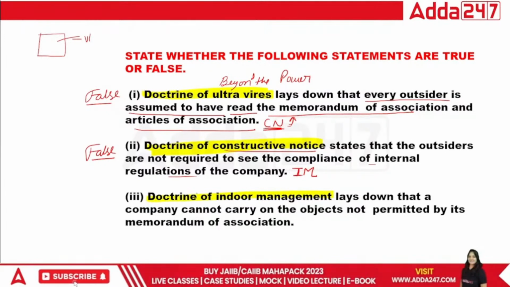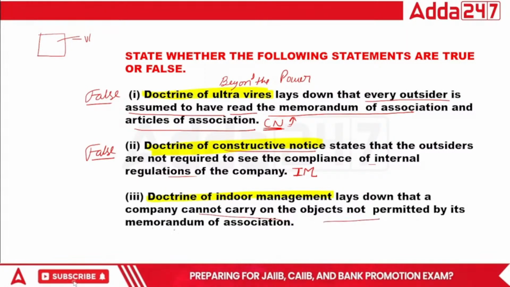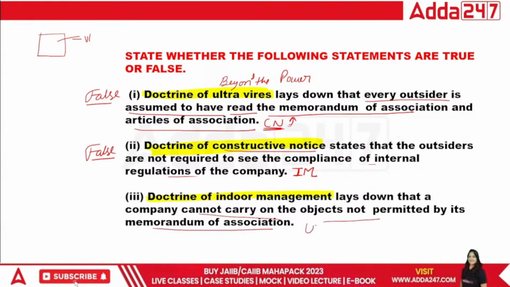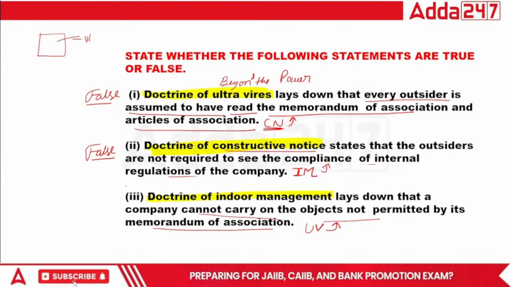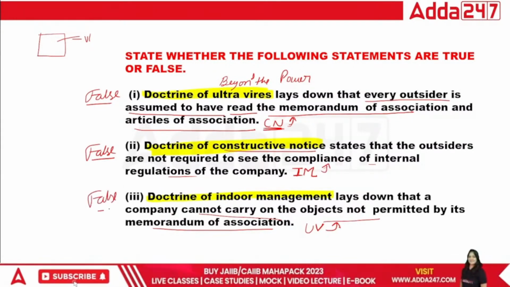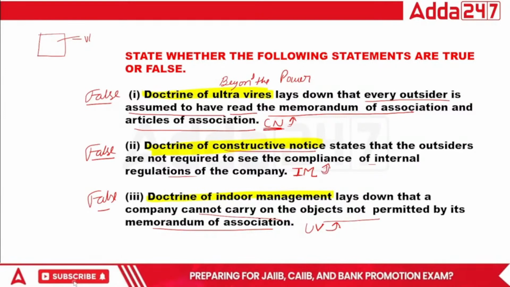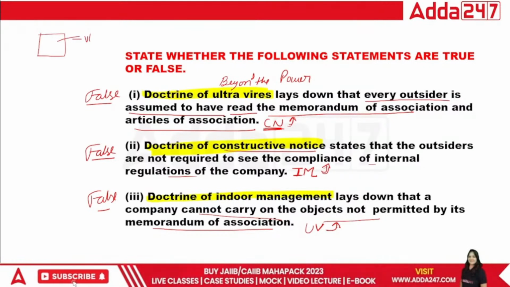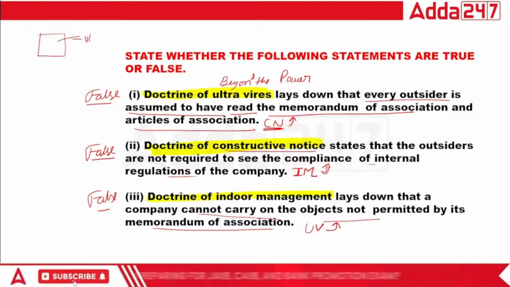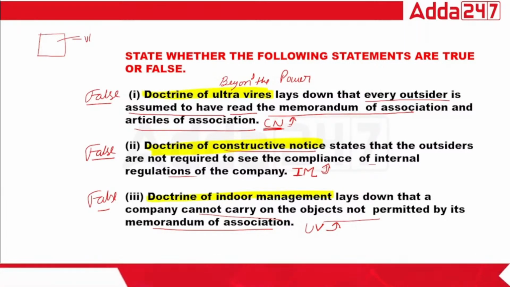Then class, now what is indoor management? It says the company cannot carry out objects not permitted by its memorandum. Class, this is the definition of ultra vires. So that is absolutely false. All the statements are false. So now please read the statements. This sentence is of constructive notice, this is of indoor management, and this is of ultra vires. That's it. I think this point is clear to all of you. Right, guys? This point is clear. Okay. Done. Next.